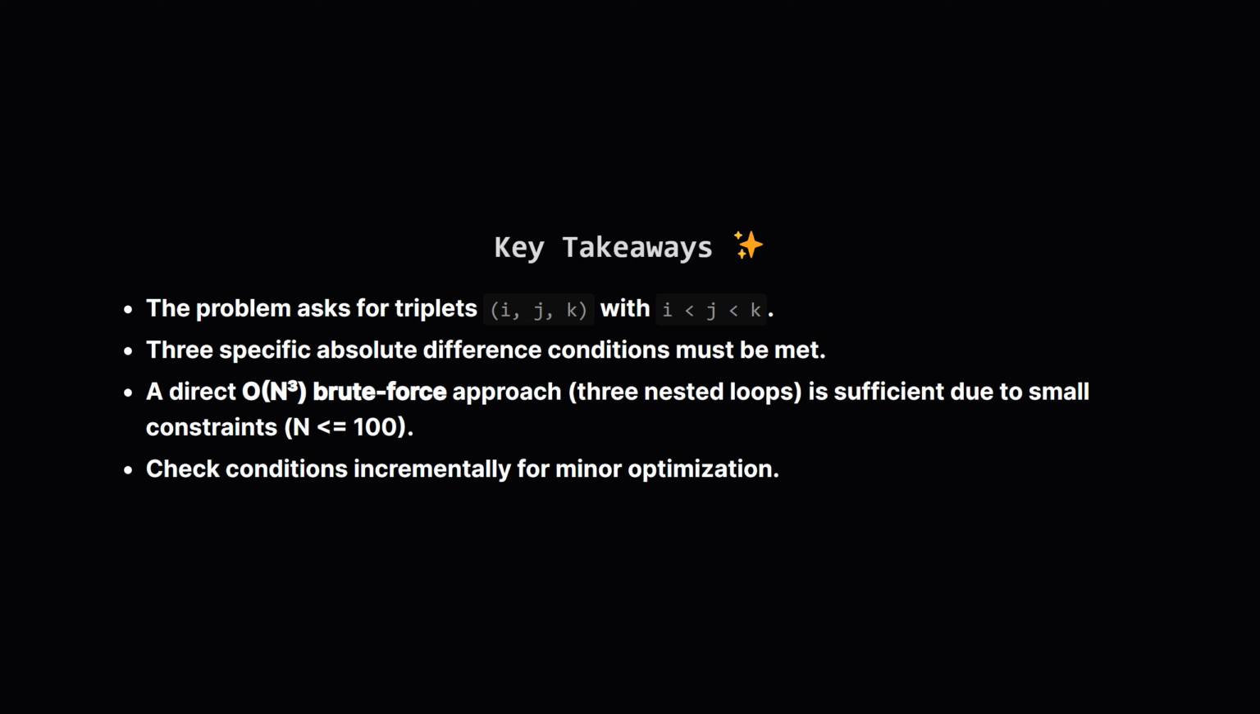Alright, let's quickly recap. The core task was finding triplets of indices I, j, k in order, such that the numbers at those indices satisfied three different absolute difference constraints involving a, b, and c. Because the maximum size of the input list was small, n equals 100, the most straightforward solution, using three nested loops to check every single valid combination, was efficient enough. This gives us a big O of n cubed time complexity and big O of 1 space complexity. We also saw a tiny optimization by checking the first condition early before entering the innermost loop. Simple, direct, and it works.